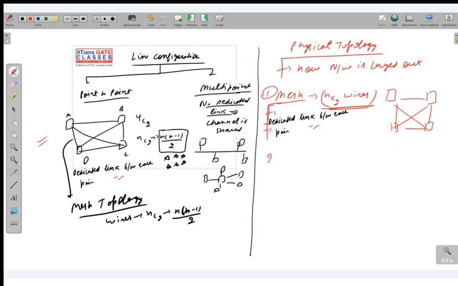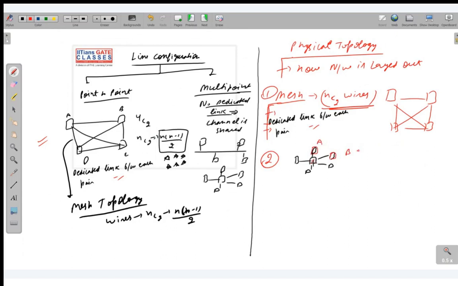Second is star topology. This is star. Star topology means we have a central hub, and these are the systems which are connected. So like A and B want to communicate: A will send data to this hub and this hub will transfer data to B, and so on. This can be a hub, switch, router, whatever we want to keep.